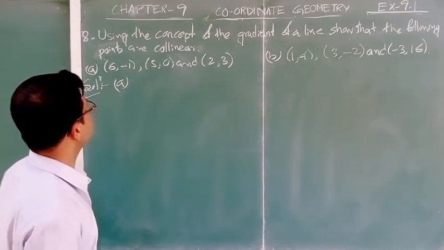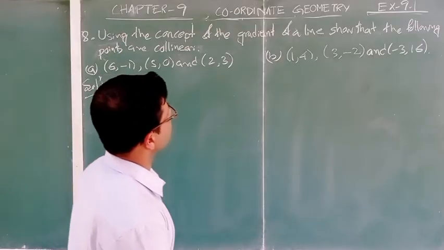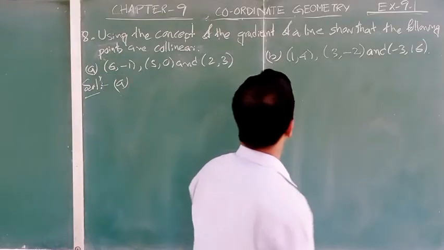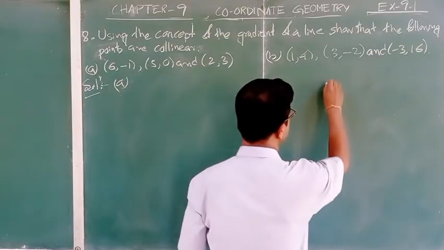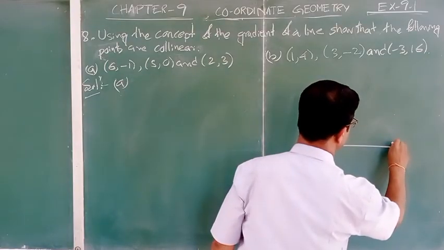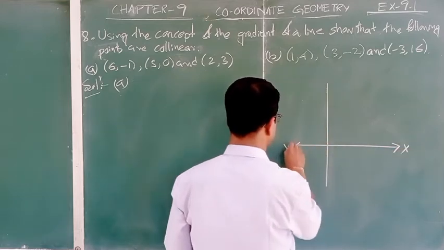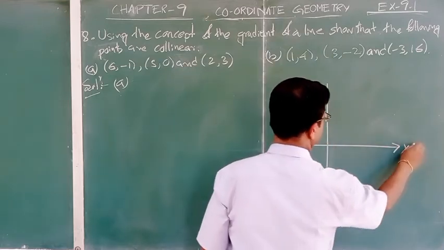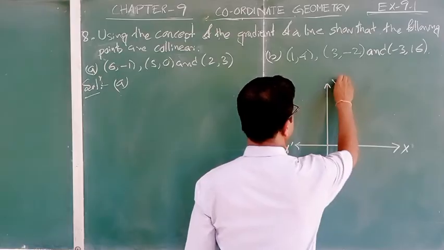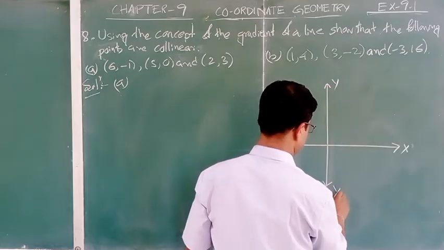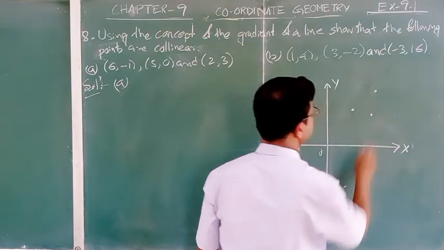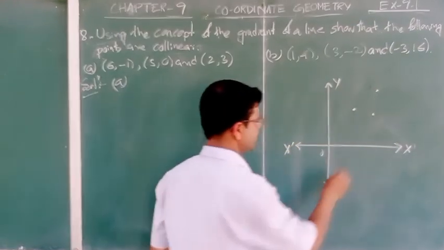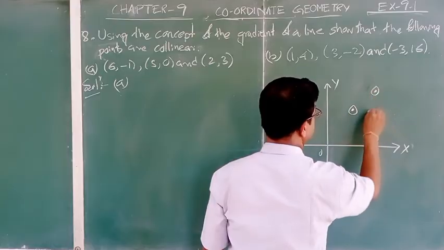In question number 8, let us read the question. Using the concept of the gradient of a line, show that the following points are collinear. Before going to that, let us try to understand what concept we shall apply. This is the x-axis, this is the y-axis, this is the origin. This is one point, this is one point, and this is one point. These points are not collinear. Now here we have a concept. Let us mark this point.